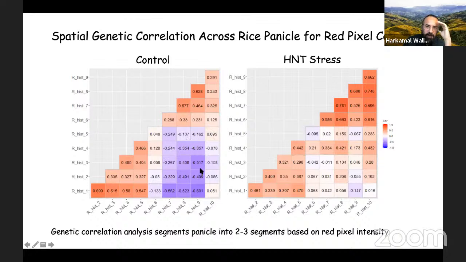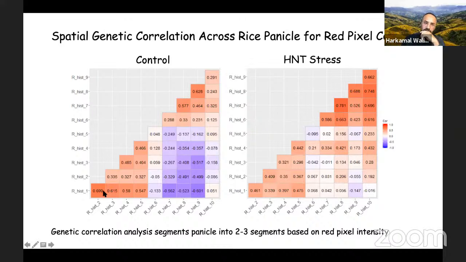This is the color heat map for correlation. Deep red and deep blue would mean high positive and negative correlation respectively, and whitish would mean that it's not a very strong correlation. What we found was that, for instance, when we look at the red pixel count for control, we can see a clear demarcation from hist 1 all the way to hist 5. So hist 1 is more highly correlated with 2, 3, 4, and 5. Then you see a second section where you have high negative correlation between hist 1 and the middle part of the panicle, and then that correlation starts to erode again in the very top of the panicle.